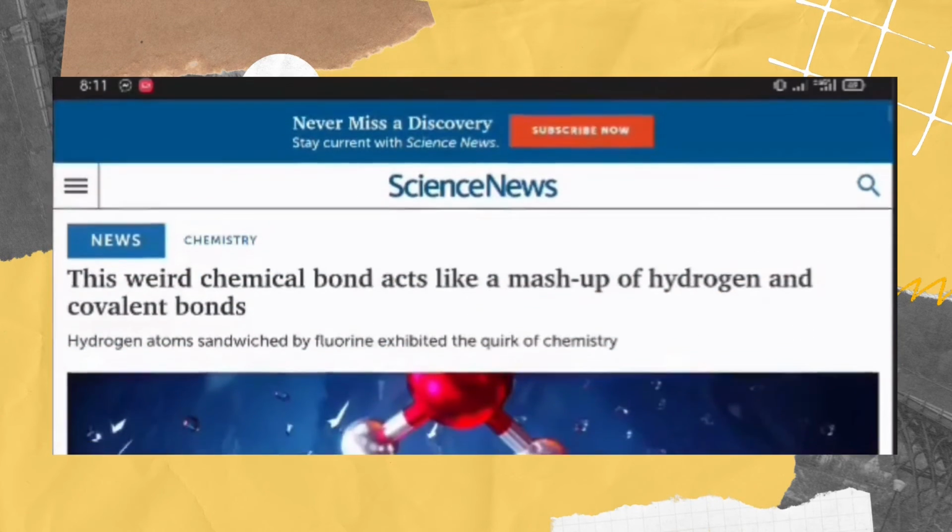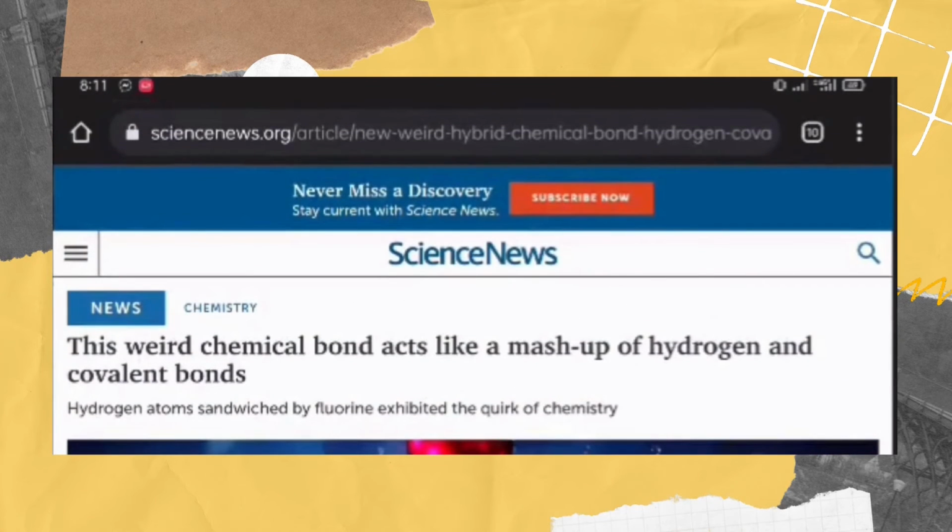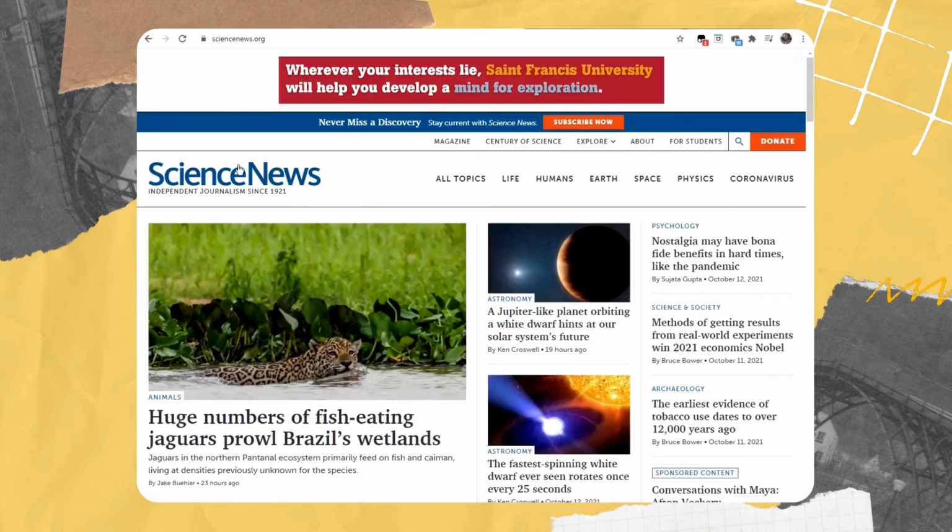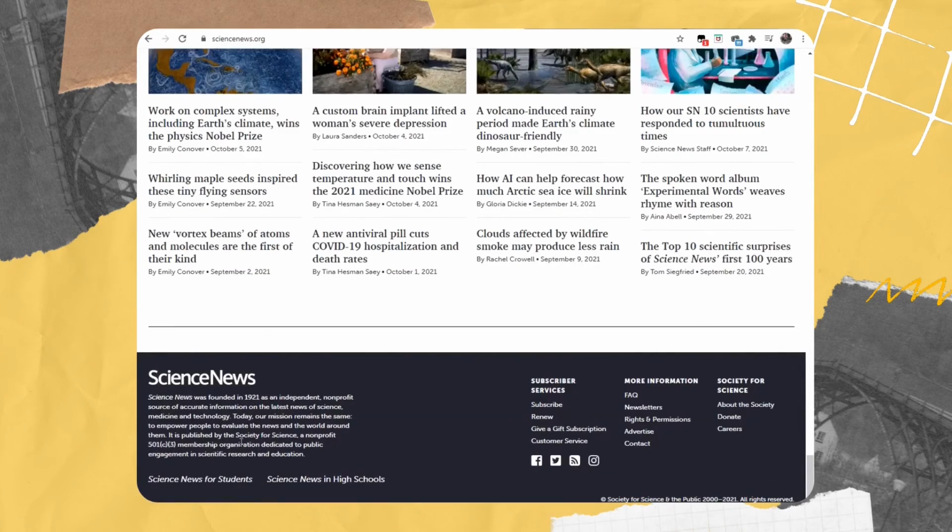For your information, for almost a century, science news journalists have covered advances in science, medicine, and technology for the general public, including the 1925 Scopes monkey trial. And also, Science News aims to empower people to evaluate the news and the world around them. It was founded in 1921 as an independent non-profit source of accurate information on the latest news of science, medicine, and technology. And it is published by the Society for Science, a non-profit membership organization dedicated to public engagement in scientific research and education.